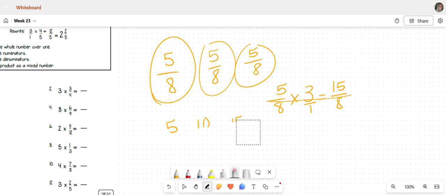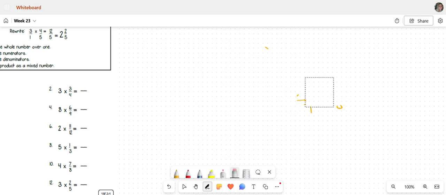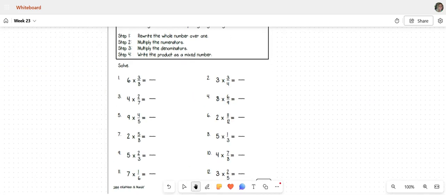So let's look at our paper. You should have this paper right in front of you on your teacher table. If you get stuck, your substitute is there to give you a hand. All right, so for number 1, I have 6 times 3/8. Our strategy is to put a 1 underneath our whole number and multiply across.